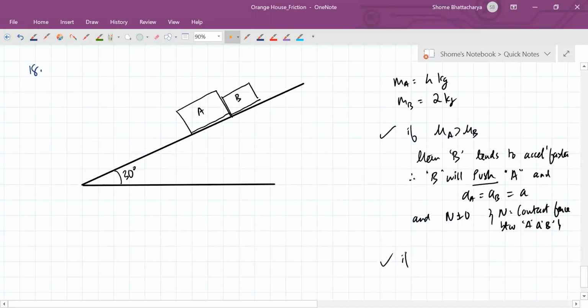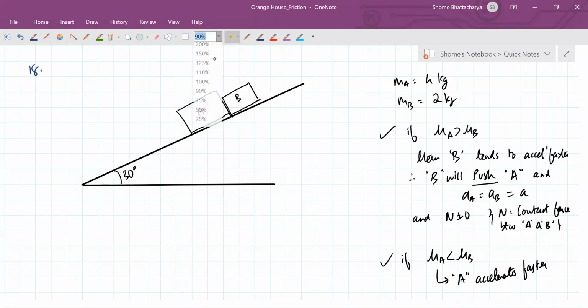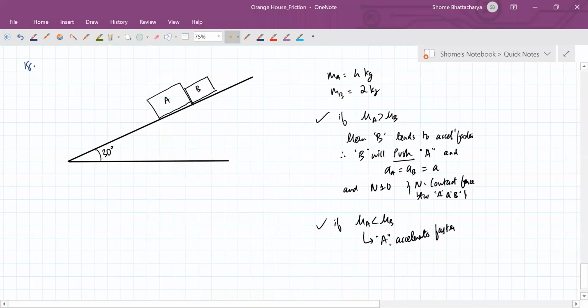But on the other hand, if the coefficient of friction for A is less than the coefficient of friction for B, then A just accelerates faster. So they lose contact. In that case, the acceleration of A is greater than the acceleration of B, and the blocks lose contact as they move. So that is the concept you have to apply here.